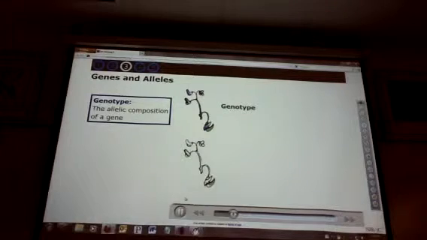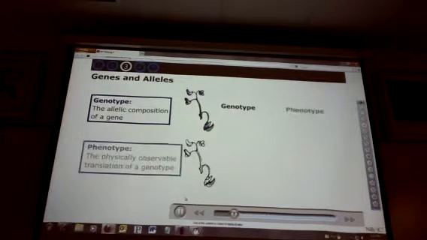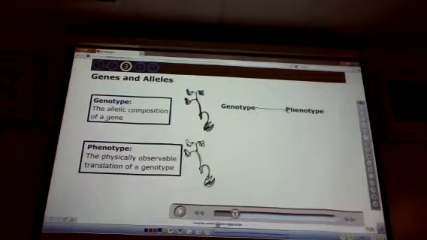The allelic composition of a gene is called the genotype. The physically observable translation of a genotype is called the phenotype. All right. Genotype causes phenotype. Not the other way around. Your phenotype is whether or not you can taste PTC. What determined whether or not you can taste PTC? Your alleles. What you got. Your genotype. Okay? So get that straight. It's not the other way around.